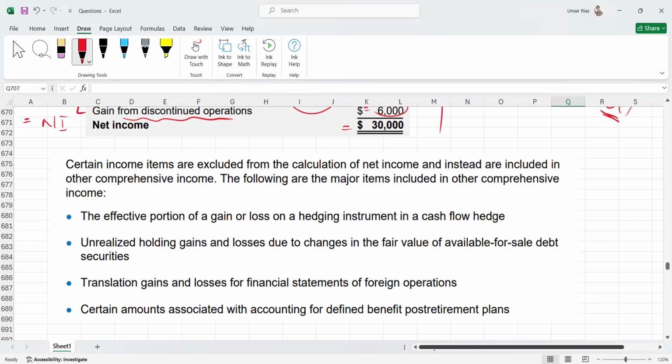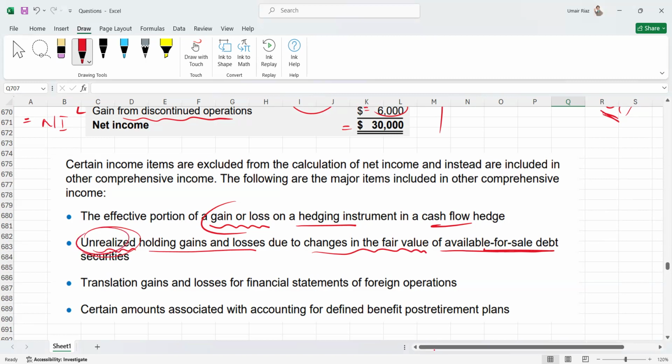So first, we can write gain or loss on hedging instruments in a cash flow hedge. This is the one item which we write under the OCI. Please, you have to remember this name. Then second, unrealized holding gain or loss, not realized. Unrealized gain or loss due to changes in the fair value of available-for-sale debt securities. Not trading securities, not held-to-maturity securities. Only available-for-sale debt securities.